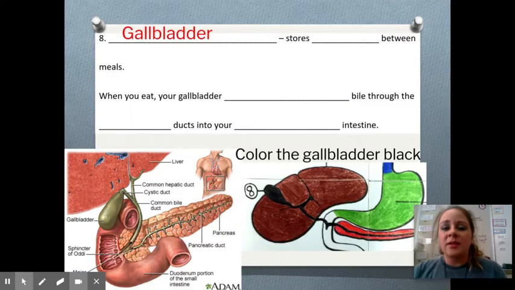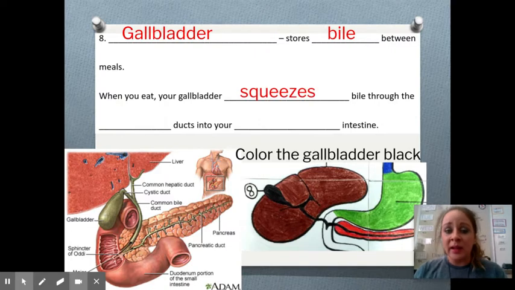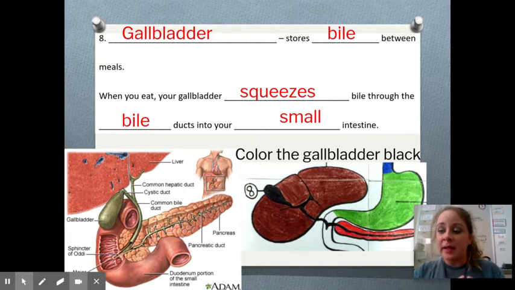Okay, so the gallbladder stores bile between meals. When you eat, your gallbladder squeezes bile through the bile duct into your small intestines, and it does that to help provide extra juices to help digest food even further.